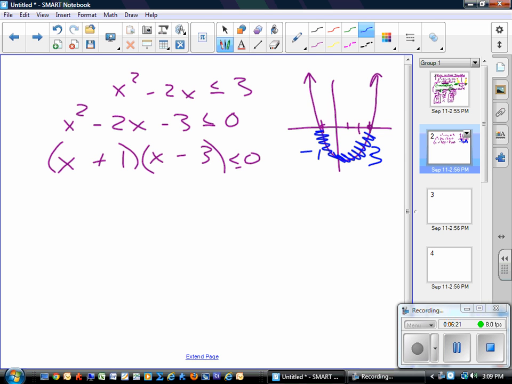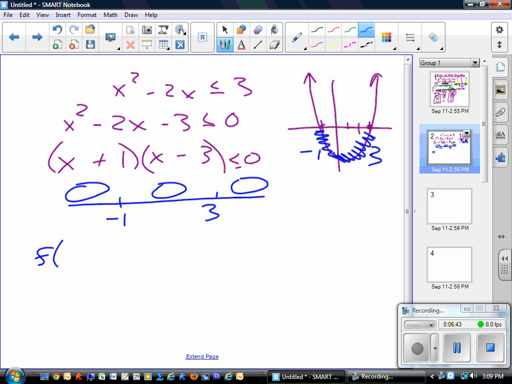Now I'm going to use my test points of negative 1 and 3 and look at the 3 different regions: below negative 1, between negative 1 and 3, and above 3. Once again, plugging each of those points into the factored form of the equation. So for instance, I will take f of negative 2 and plug it into the factored form. That gets me a negative and a negative, which is a positive. A positive value is greater than 0. I don't want that.